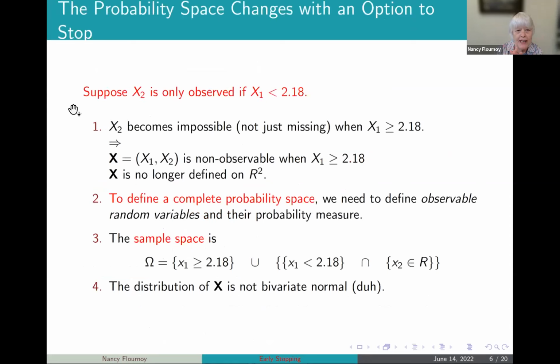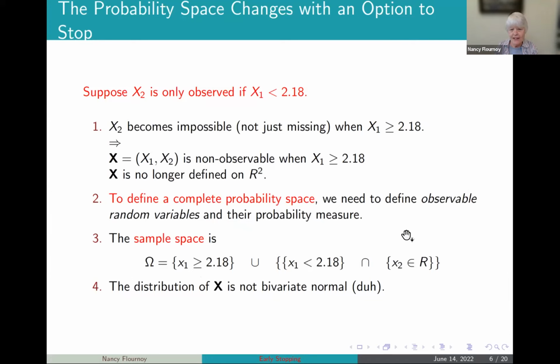So now, suppose X2 is observed only if X1 is less than 2.18. Now, X2 is not just missing, it's completely impossible. So you don't have a random variable described on R2. And so one thing that we do is define the complete probability space. And in order to do that, you actually have to define observable random variables. The way most of the theory works is they start out with these unobservable random variables and do a lot of theory, and then kind of patch it up at the end to make it work right. And so what we do is start with observable random variables.